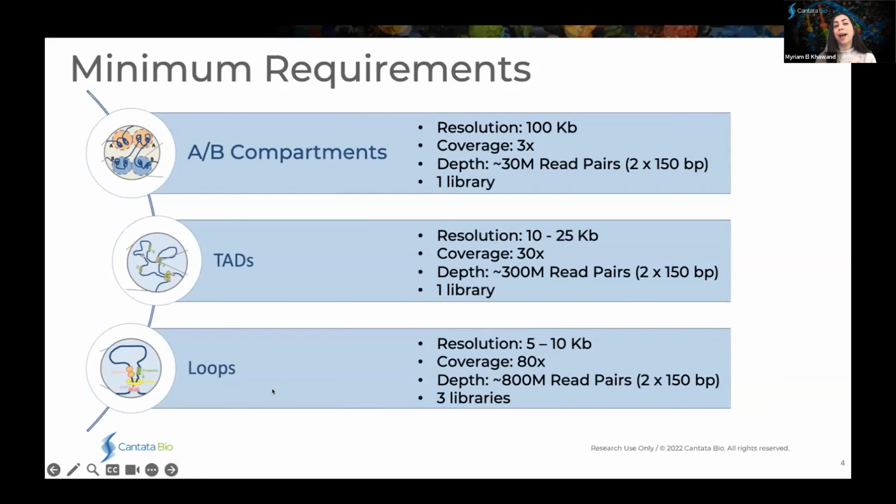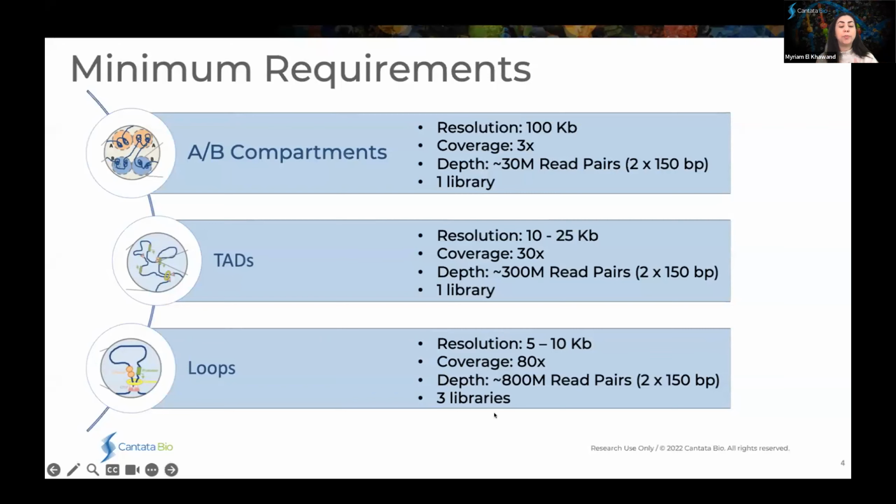Now, if you're looking at calling interactions between your promoter and enhancer, for example, you're looking at loops, you're aiming for a higher resolution, that's 5 to 10 kb. This is an 80x coverage of your genome that's minimally achieved with sequencing 800 million read pairs, 2 by 150 base pair. And for you to achieve that 80x coverage of those 800 million read pairs, you're looking at generating 3 libraries or 3 data sets.